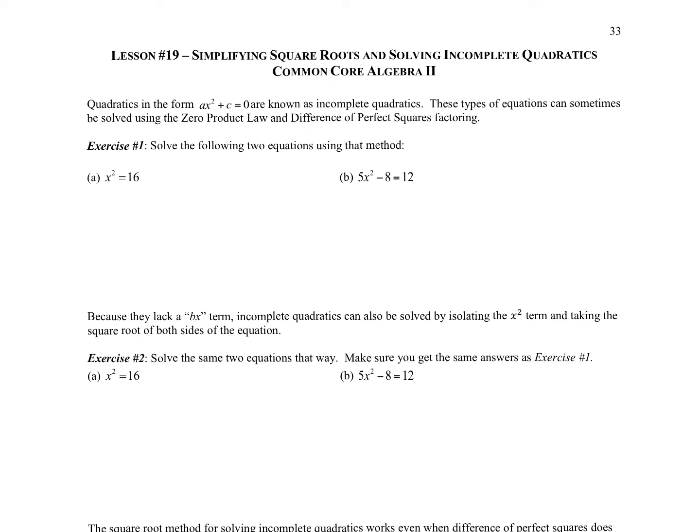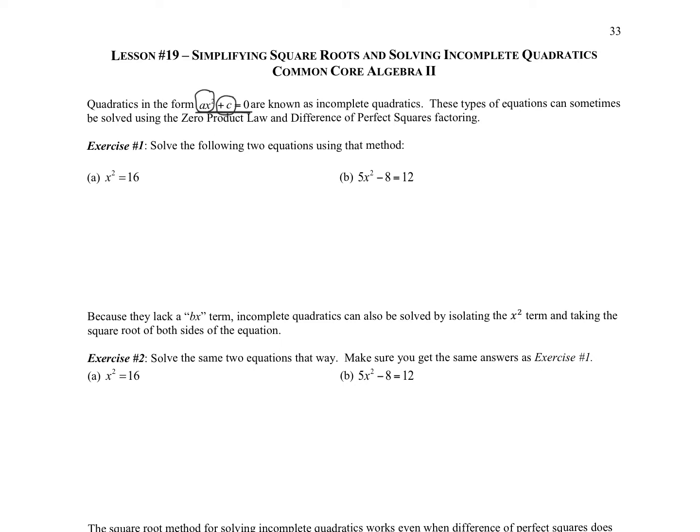In today's lesson, we're going to talk about incomplete quadratics and the special ways we have to solve them. So first off, how to recognize an incomplete quadratic. Basically, any quadratic that is missing the x term. So the bx terms, 5x, 3x, whatever, there's no x term. We just have something with the x squared, and then we have a constant. That is an incomplete quadratic.